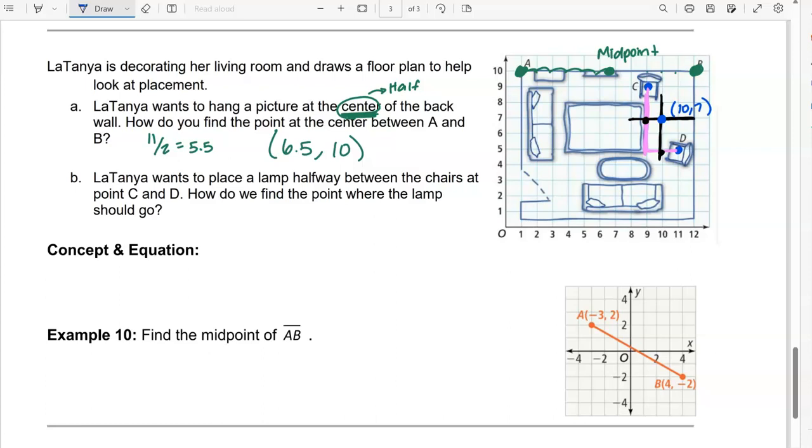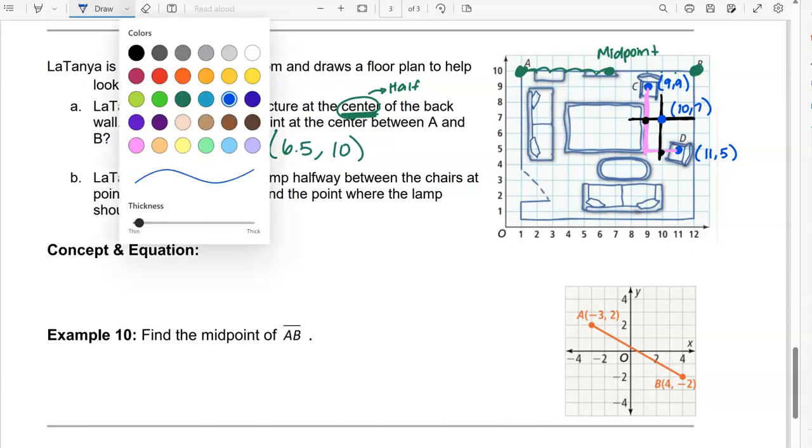Now I'm going to write out the points for C and D. D is 11, 5, and C was 9, 9. What do we notice about these points? Between our 9 and our 11, 10 is halfway in between them. And between our 9 and our 5, 7 is halfway in between those.